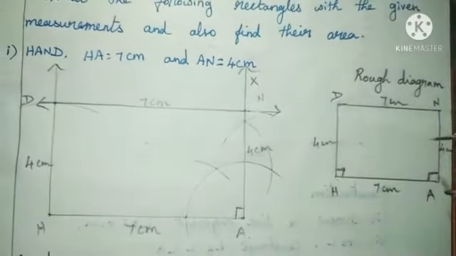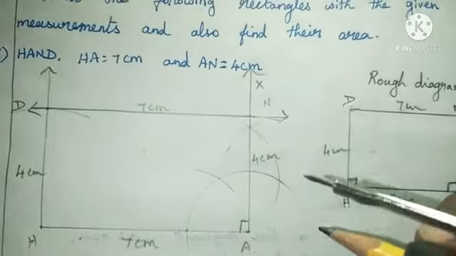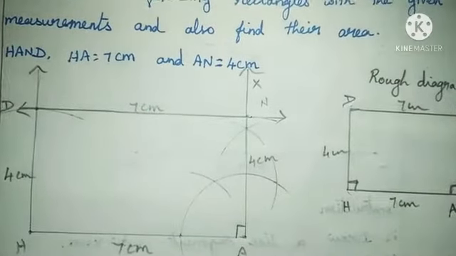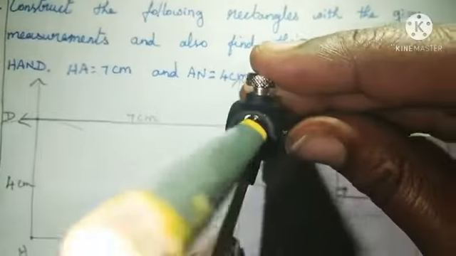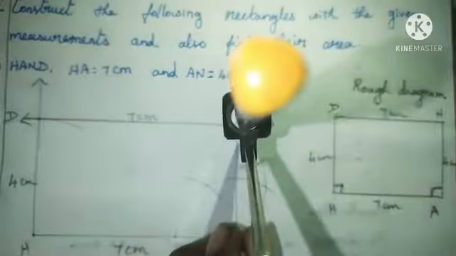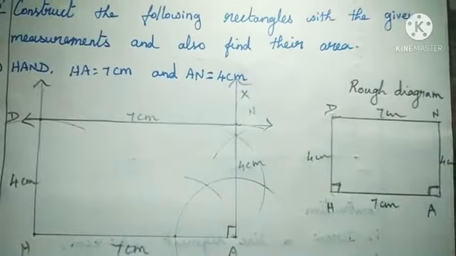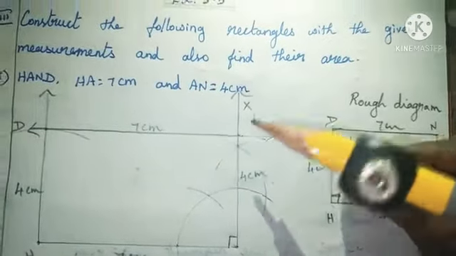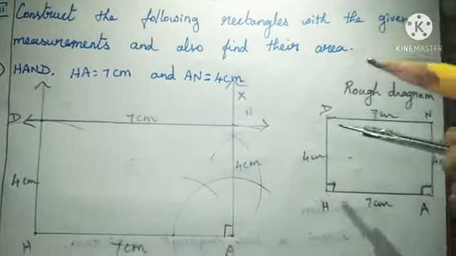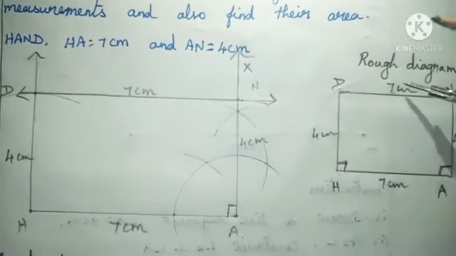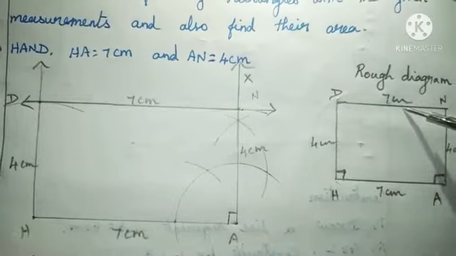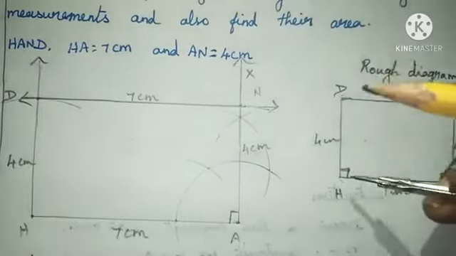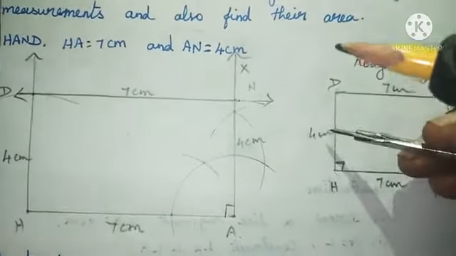Next, the given measurement is AN is equal to 4 centimeter. Therefore, you have to take 4 centimeter in your compass and from A, you have to cut an arc of 4 centimeter. Then you have to name that point as N. From the rough diagram, we showed that opposite sides are equal. Therefore, HA is equal to DN is equal to 7 centimeter. Same way, AN is equal to HD is equal to 4 centimeter.